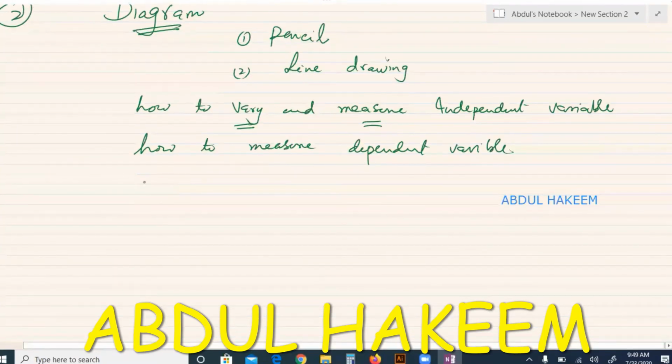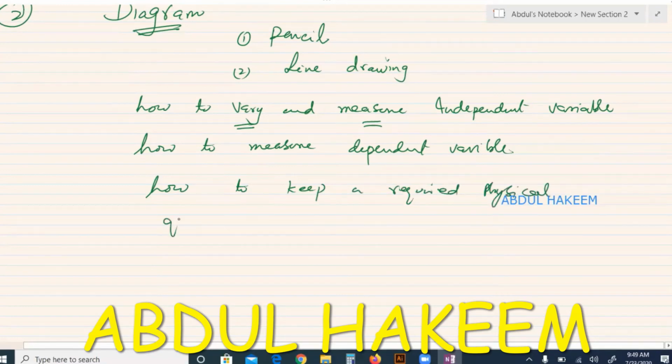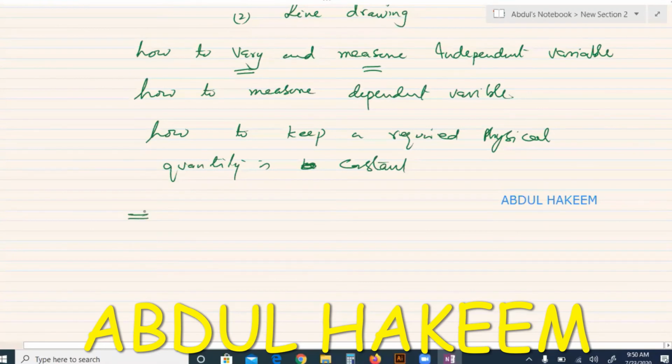And the next, how to keep a required physical quantity constant. And then at the end, very, very important, we have to label. So the labeling of all apparatus.